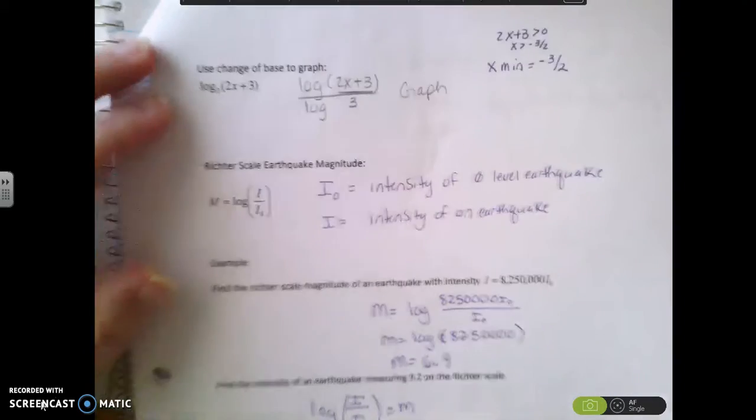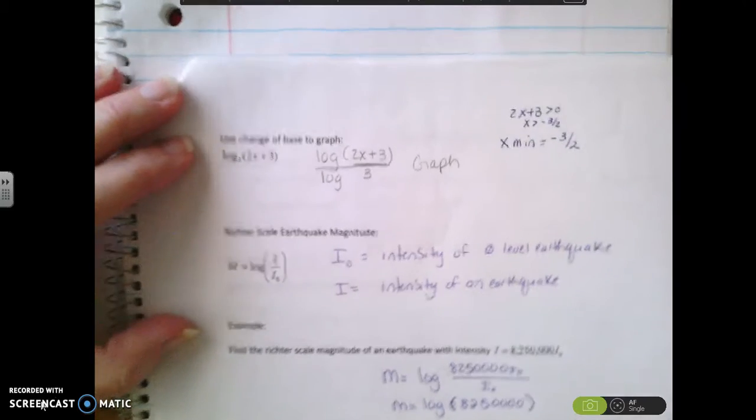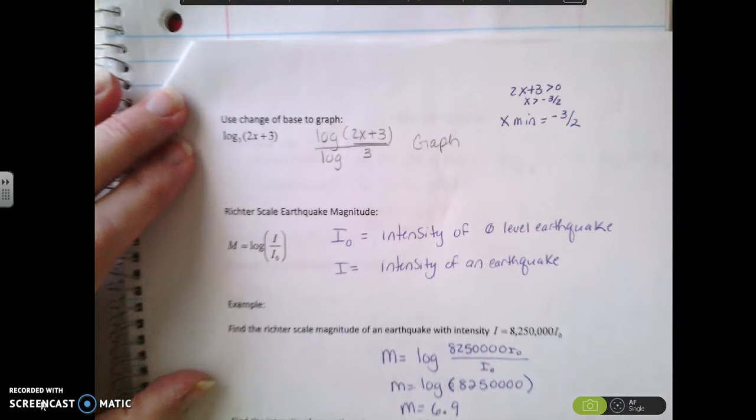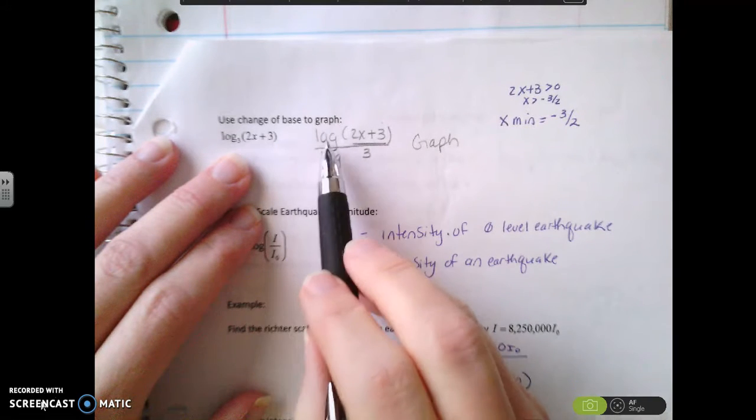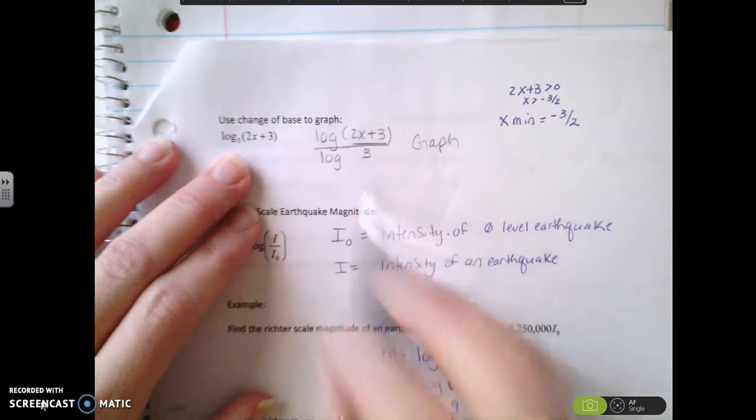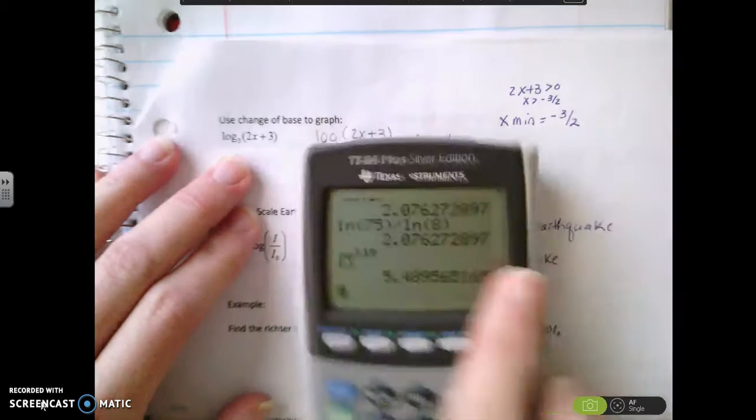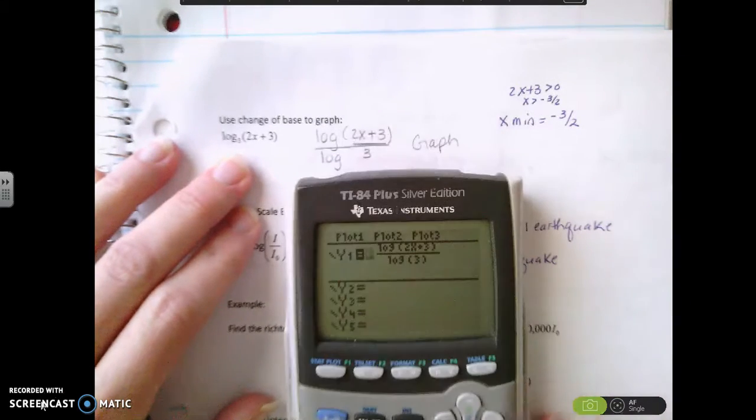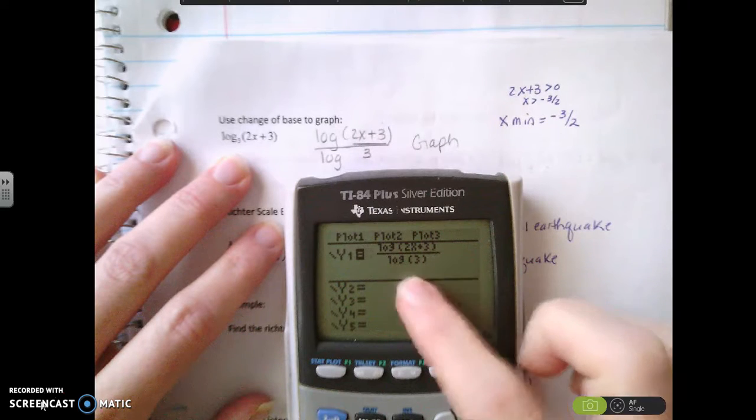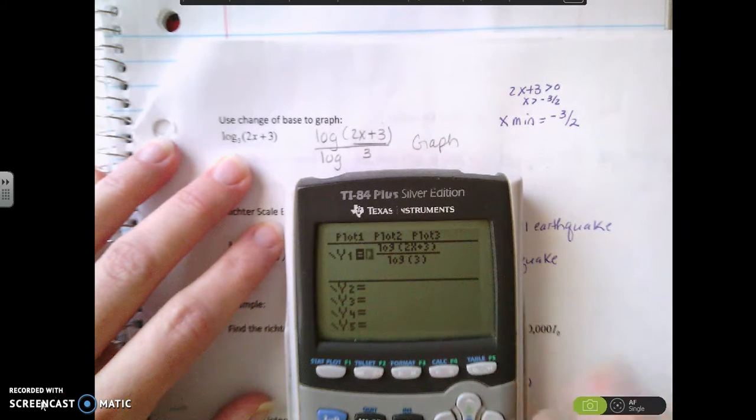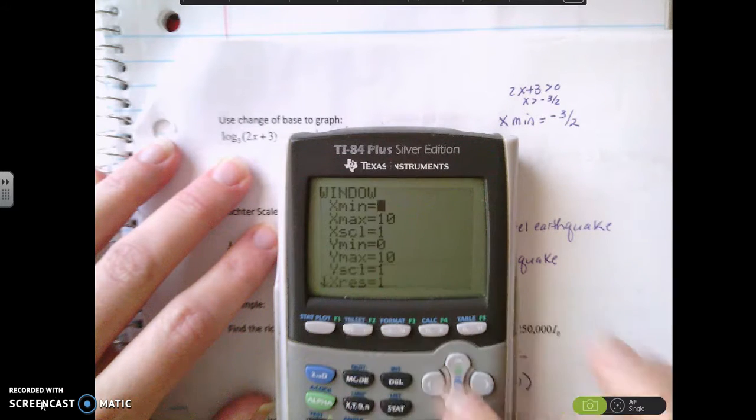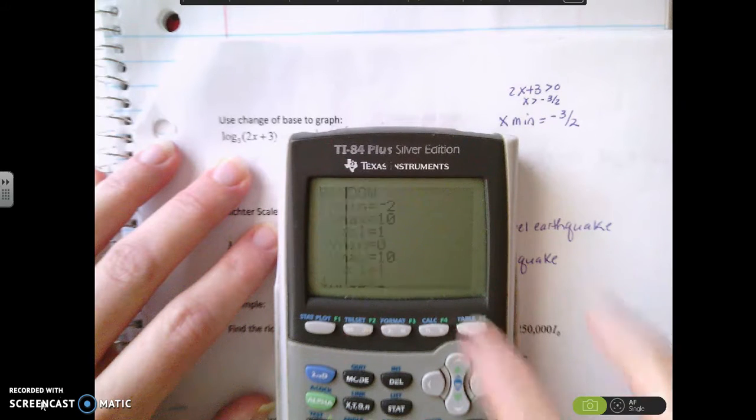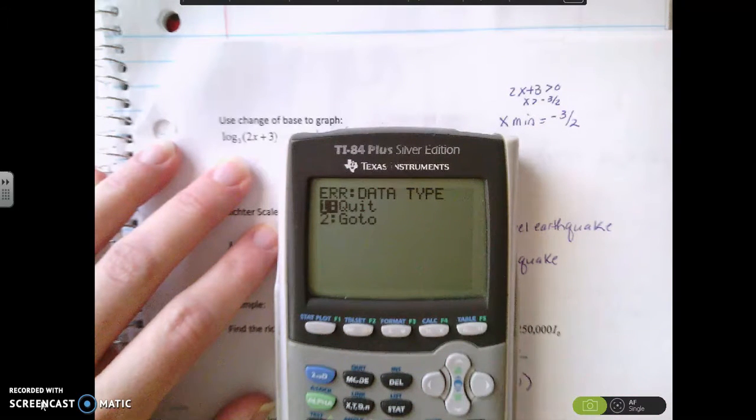Alright, here's one more problem with change of base. So here's where you really might need to use change of base. If I needed to graph this function, I would have to put it in my calculator like this. So in my calculator, I've got log of 2x plus 3 over log 3. Depending on what my window's at, if I try and graph it, I could get an error. So if I set my window at like -2, let's just do that and you'll see what happens. I immediately get an error.